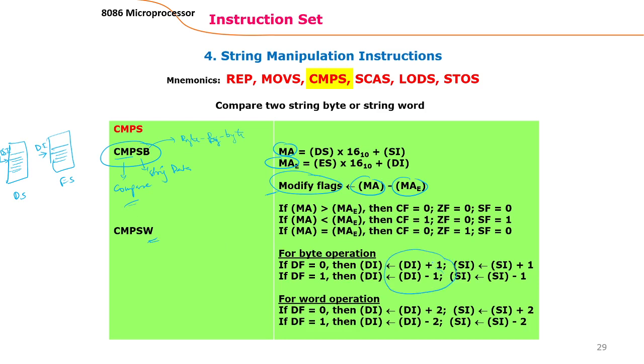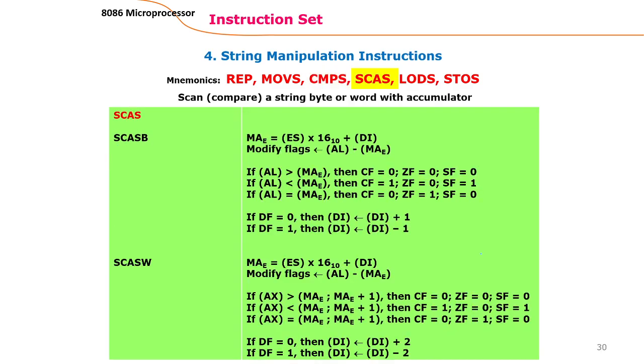If it is a one byte instruction, one address will be incremented or decremented. In case of the word instruction, plus minus 2 addresses will be taking place. This is SCAS B, SCAS W, SCAS. So we are going to have scanning. We are going to scan string related data byte by byte.